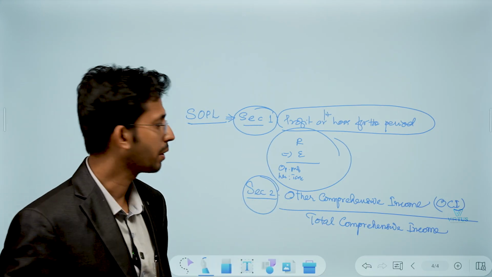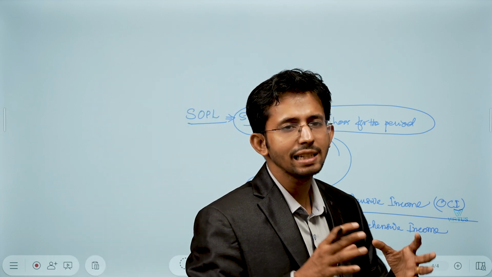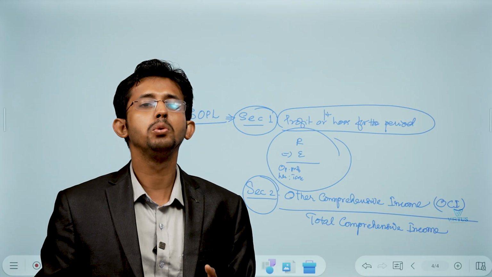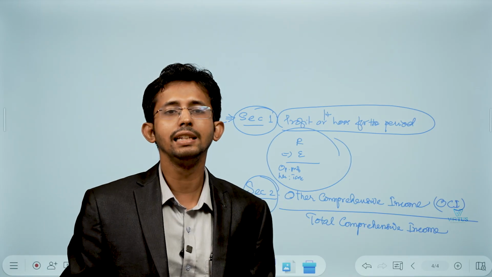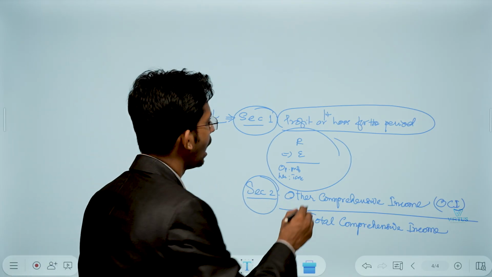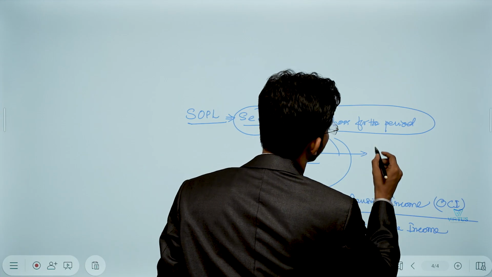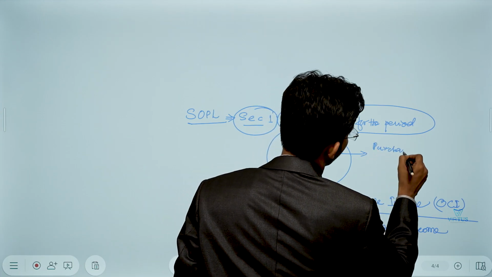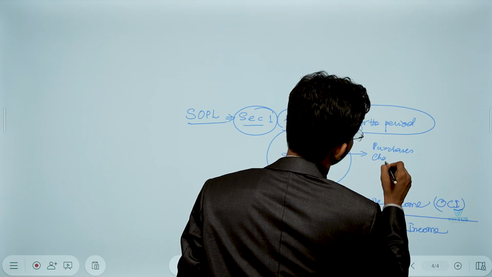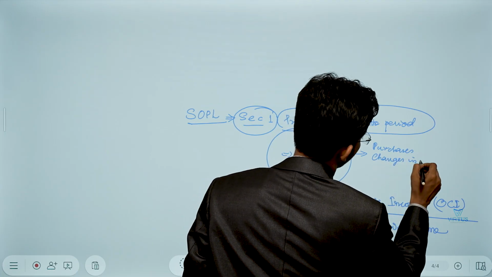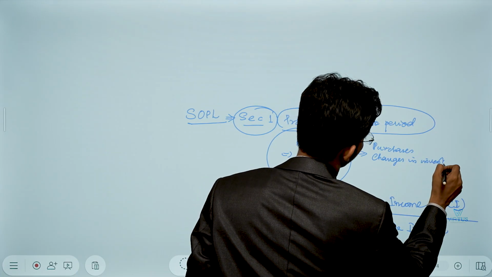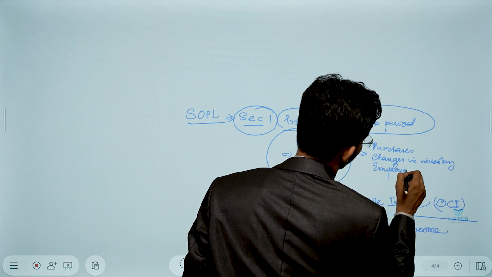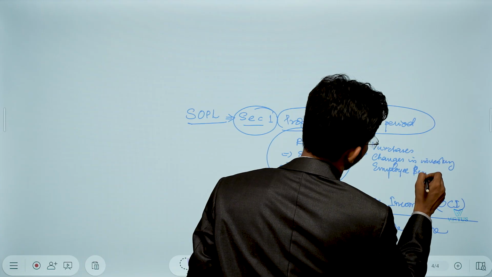Okay, now this is one requirement. Second requirement is that the entity shall present an analysis of the expenses recognized in the profit or loss using a classification based on the nature of expenses method. So for expenses, we will list down: first purchases, then changes in inventory. Then we have employee benefit expenses.